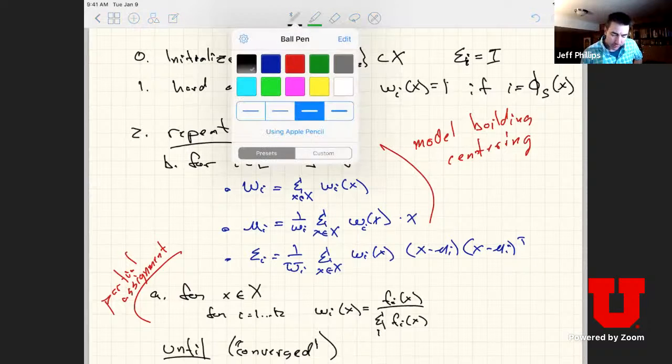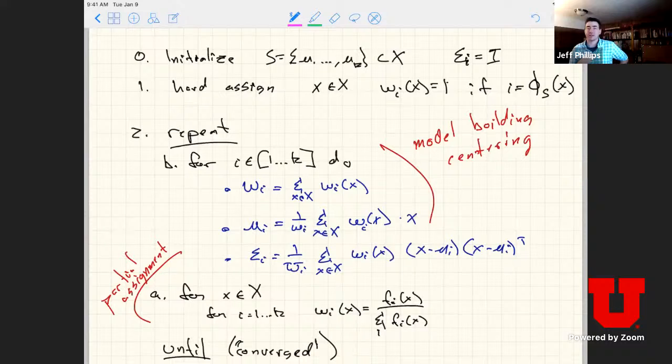Okay, before I move on and quickly talk about the mean shift algorithm, I want to mention one more thing. There's this idea called expectation maximization, these EM algorithms. EM.